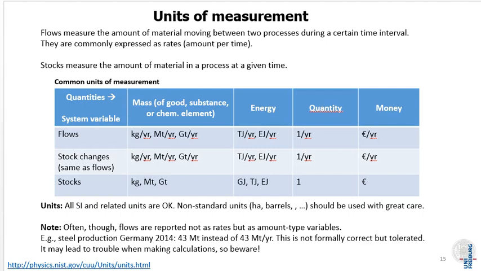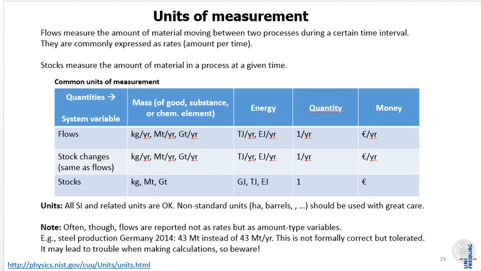Here are a few comments on the units of measurement in material and energy flow analysis that apply to industrial ecology as a whole. We have three types of quantities in our systems. We have flows, we have stock changes, and we have stocks. And for those we can quantify the mass or the energy, and the quantity or monetary units.